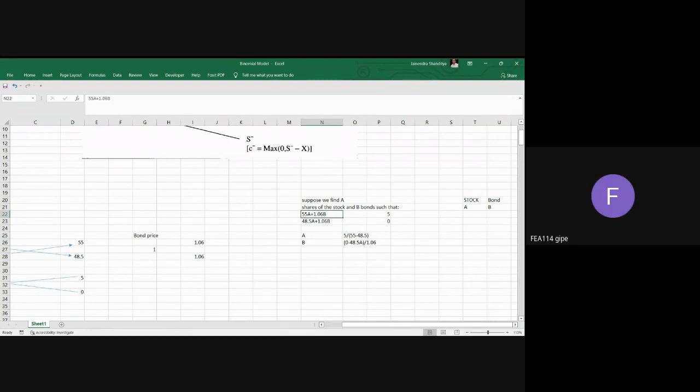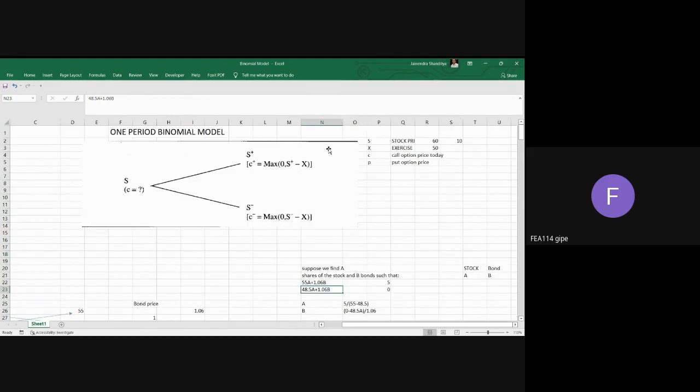Okay. So if I have bought A number of stocks and B bond, then if the stock price goes up, my situation will be 55A plus 1.06B after period 1. Why? Because if I have A stocks, the value will be 55A and 1.06B. If the stock goes down, it will be 48.5A plus 1.06B. So this portfolio should actually replicate the call option, the portfolio which is what I showed you here.